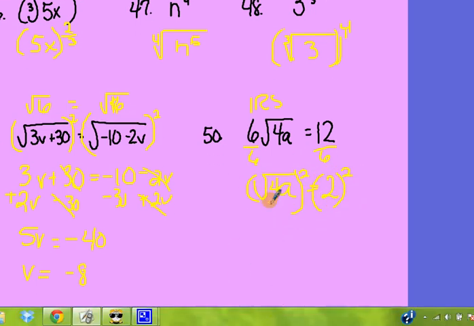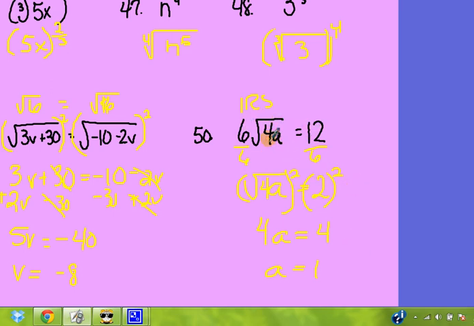That removes the radical, and that gives me 4a is equal to 4. Divide both sides by 4, you get a is equal to 1. But again, it is important that you check to make sure that this is not extraneous. When I plug in the 1 in here, I get a 4. The square root of 4 is 2, and 6 times 2 is 12. It did check. That concludes this video.